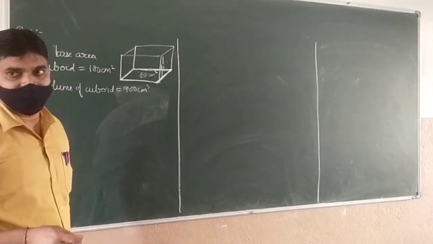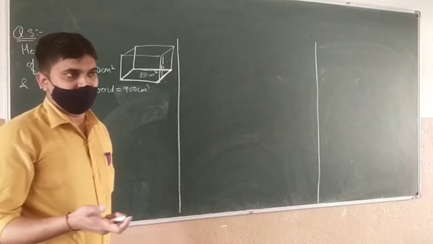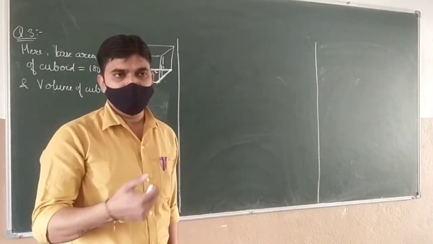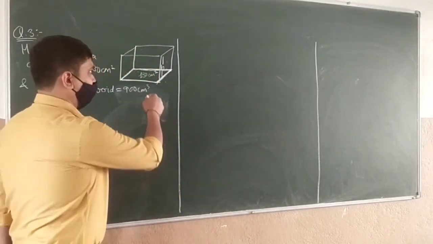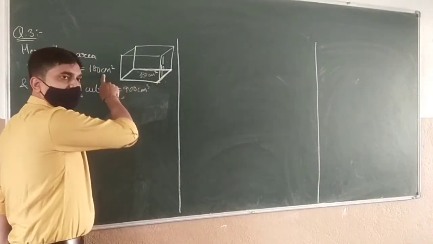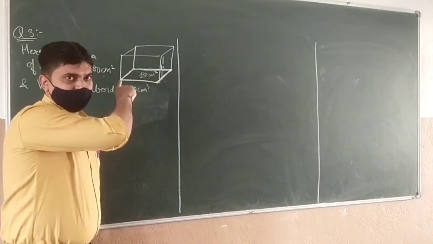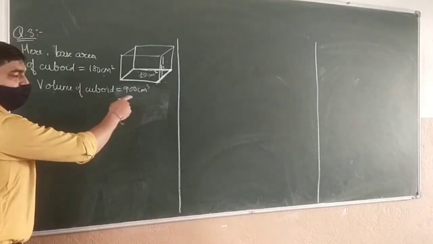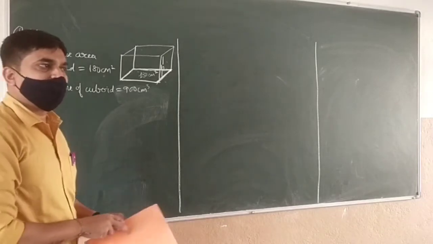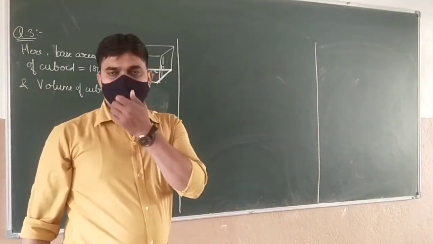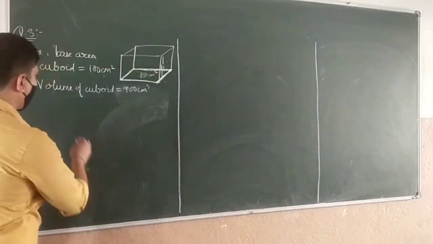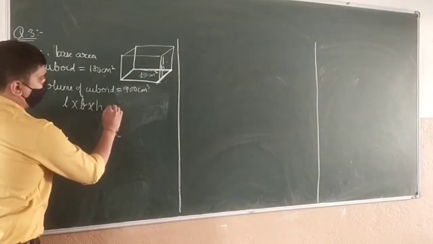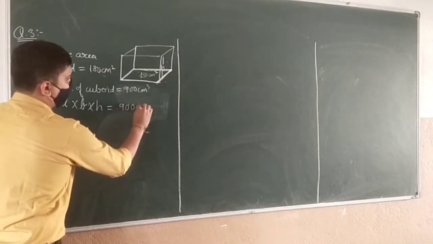It is in the rectangle shape because cuboids are made up of what? Rectangles, 6 different rectangles, right? So base area, that is area of that rectangle, is given first. 180 centimeter square. What other things they have given us? Volume of cuboid. And what is the formula for volume of cuboid? L into B into H is equal to 900 centimeter cube.